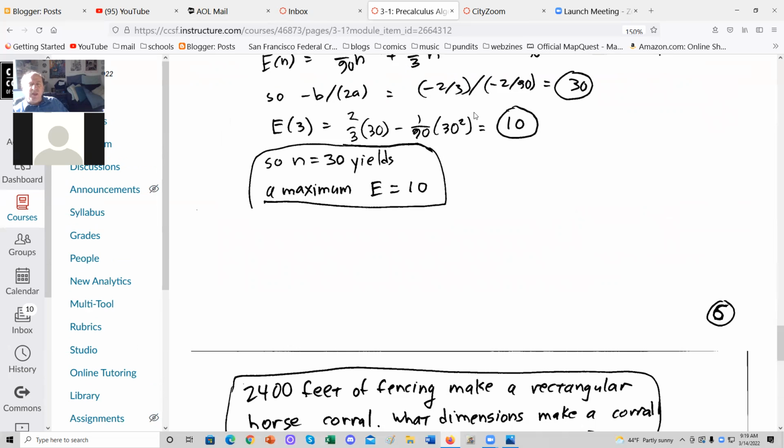Okay, so if you plug in 30 in here, not a 3, but a 30, you get 2/3 of 30 minus 1/90th of 30 squared, which makes 10. So maximum E equals 10 when n equals 30.